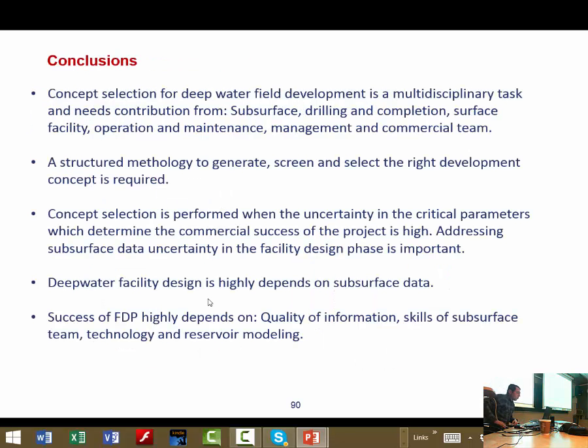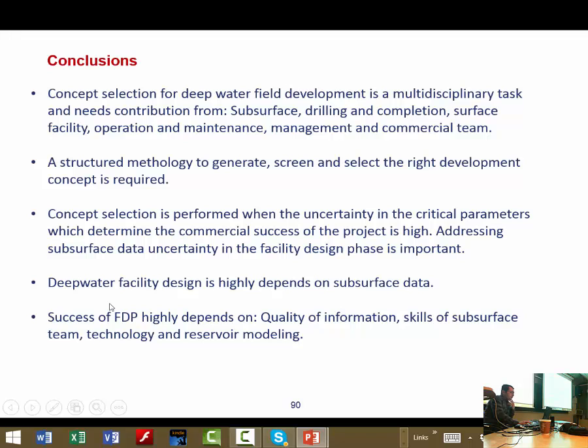So now we end up with the conclusion. As we mentioned, concept selection for deep water field development is a multidisciplinary task and needs contribution from all the key stakeholders: subsurface team, drilling and completion, surface facility, operation and maintenance, management and commercial team. And you need a structured methodology to generate, screen and select the right development concept. Concept selection is performed when uncertainty in the critical parameters which determine commercial success of the project is high, and addressing subsurface data uncertainty in the facility design phase is important.